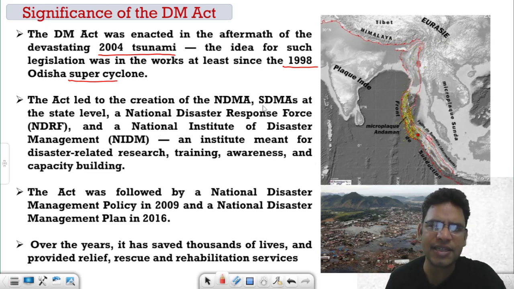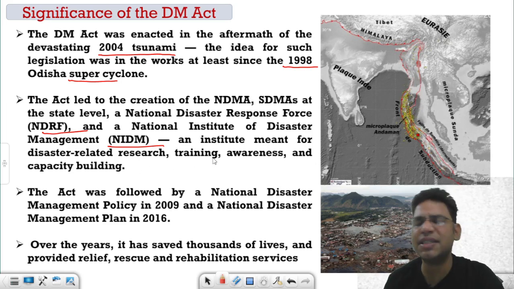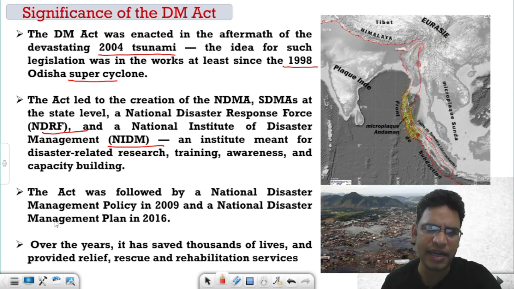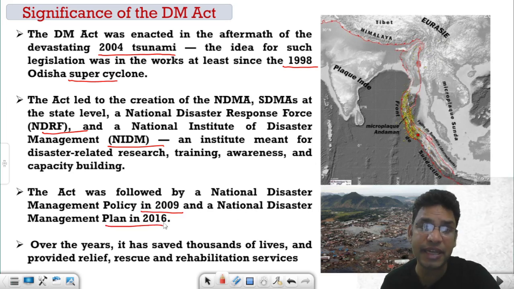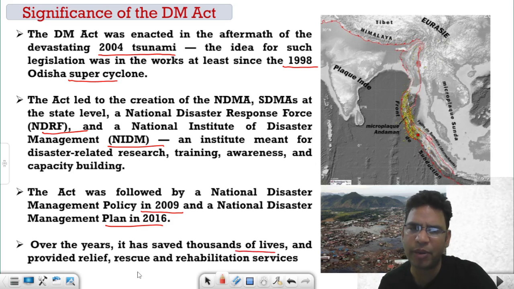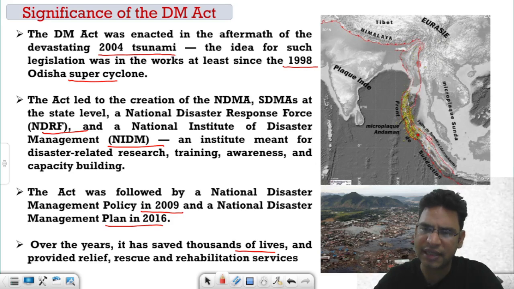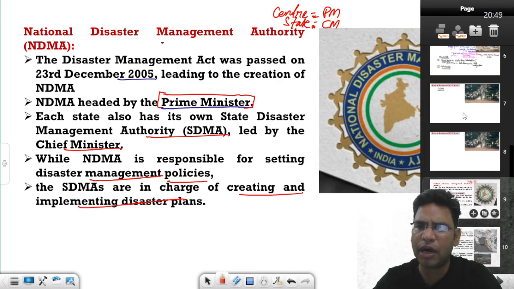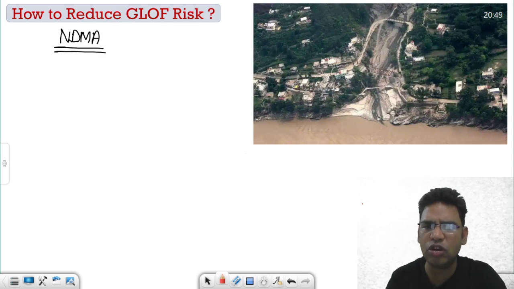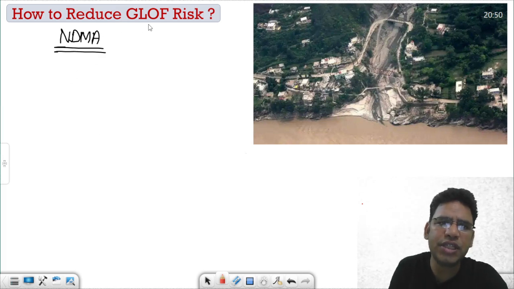This act led to the creation of NDMA and SDMAs at national and state level. A National Disaster Response Force, NDRF है उसमें, आपको पता होगा. National Institute of Disaster Management is there, an institute meant for disaster related research, training, awareness and capacity building, right? The act was followed by the National Disaster Management Policy in 2009 and the National Disaster Management Plan in 2016. Over the years, it has saved thousands of lives and provided relief, rescue and rehabilitation services. And this is what we are going to talk about now, NDMA's role in reducing GLOF risk.